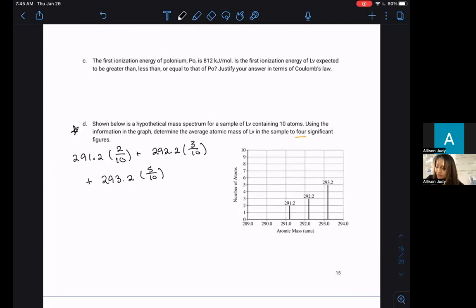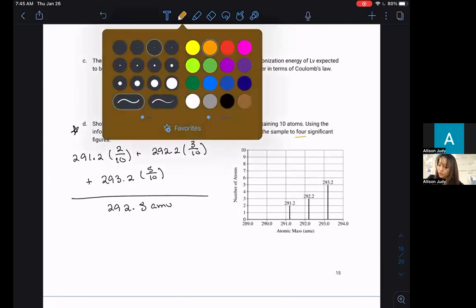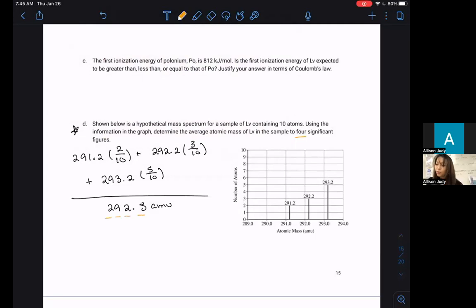And when we just do a summation, we're going to get that the average atomic mass based off of this 10 atom sample for this newly discovered livermorium element is 292.5 AMU, atomic mass units, and it is in the correct final report of 4 sig figs.